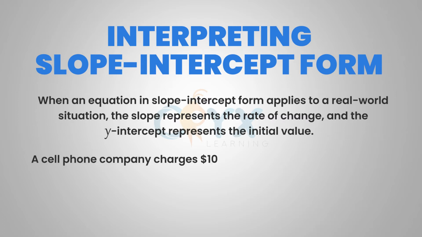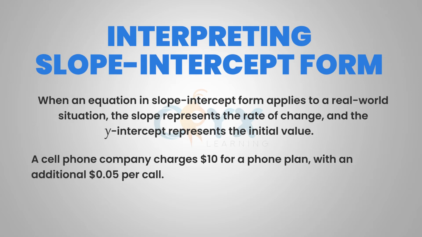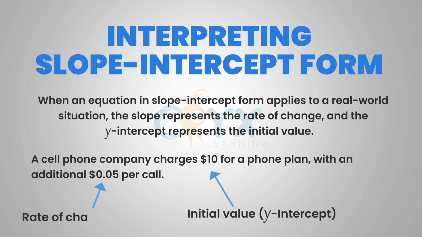If a cell phone company charges $10 for a phone plan, with an additional 5 cents per call, then the $10 is the initial value, which would represent the y-intercept, and the 5 cents per call would be the rate of change, or the slope.